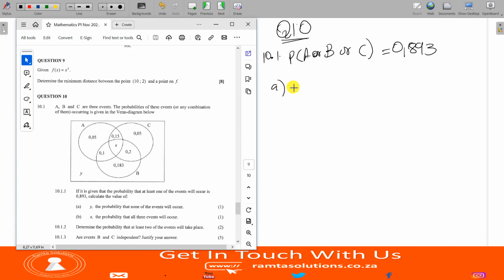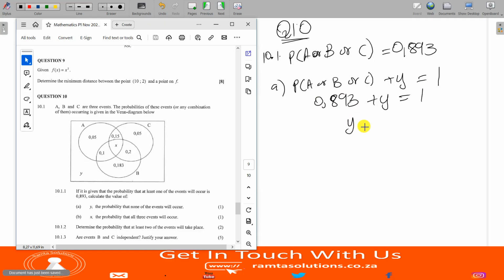So this is probability of A or B or C plus Y must be 1. What is the probability of A or B or C? It is 0.893 plus Y equals 1. Therefore, Y will be 0.107, isn't it, guys? If you like, you can say Y is 0.11, but let's leave it as 0.107, okay?